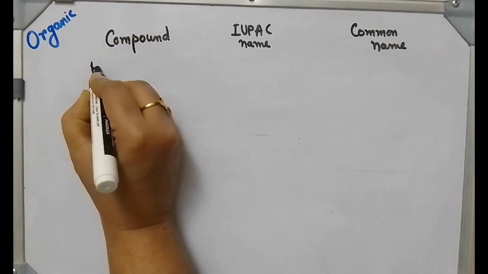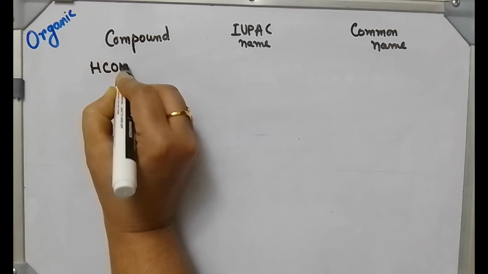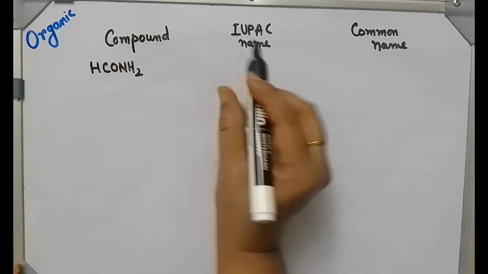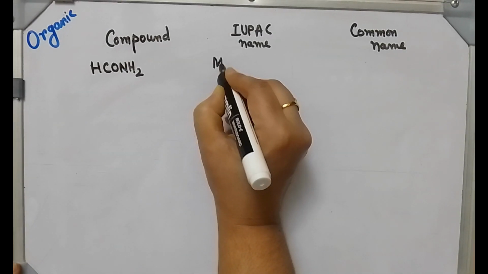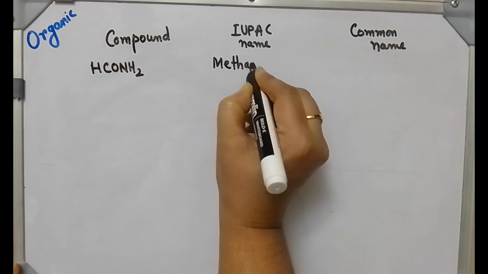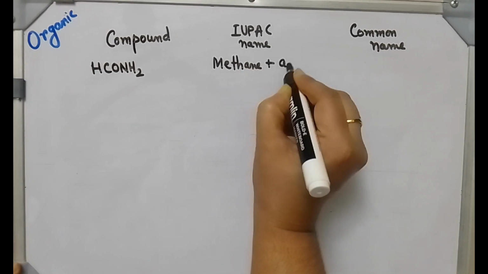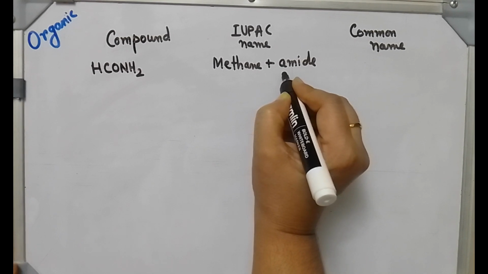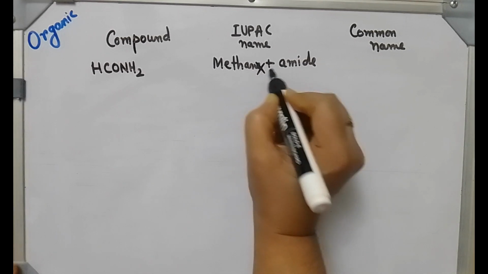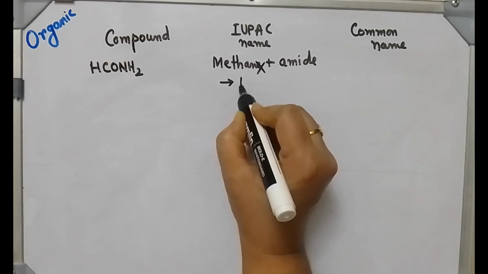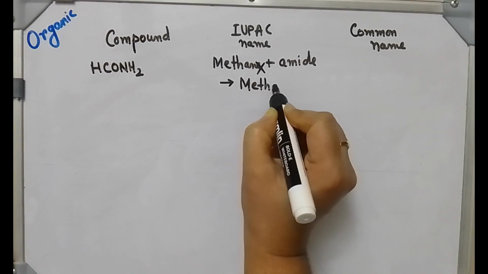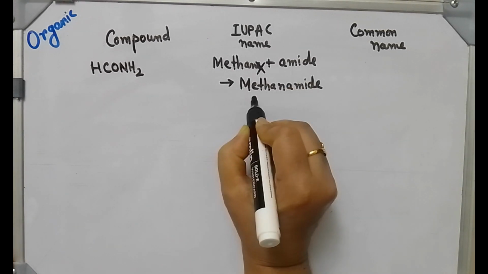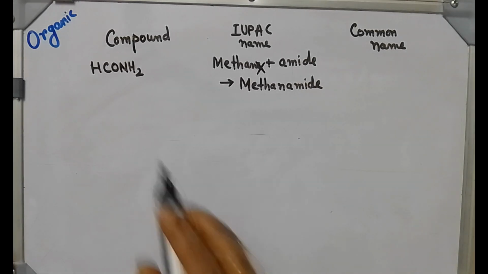Now if structure is like this, HCONH2. So total how many carbon atoms are there? 1 carbon atom is there. So methane plus amide. So it is starting with vowel. Secondary suffix is starting with vowel. So you have to drop this E. Therefore, it will be methanamide.